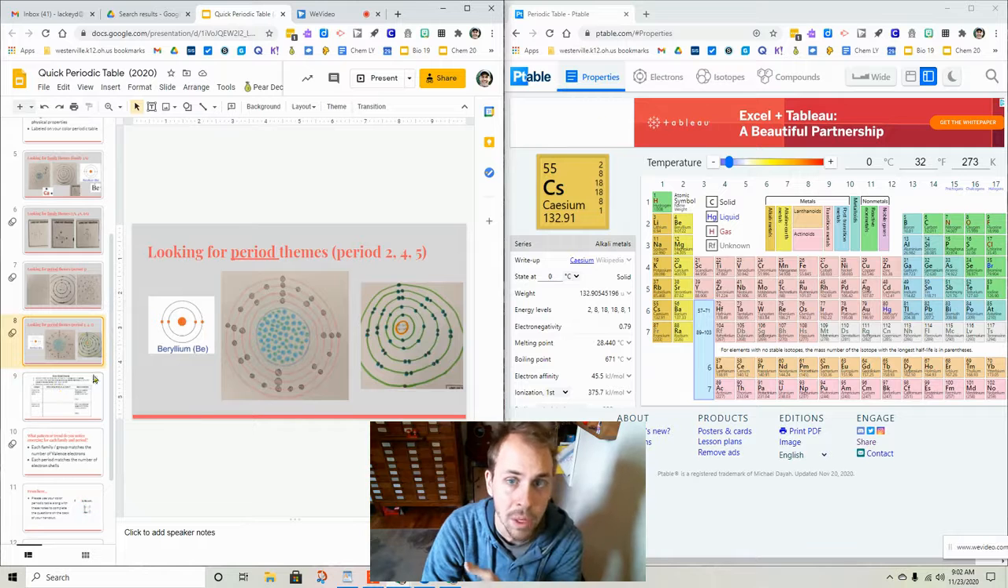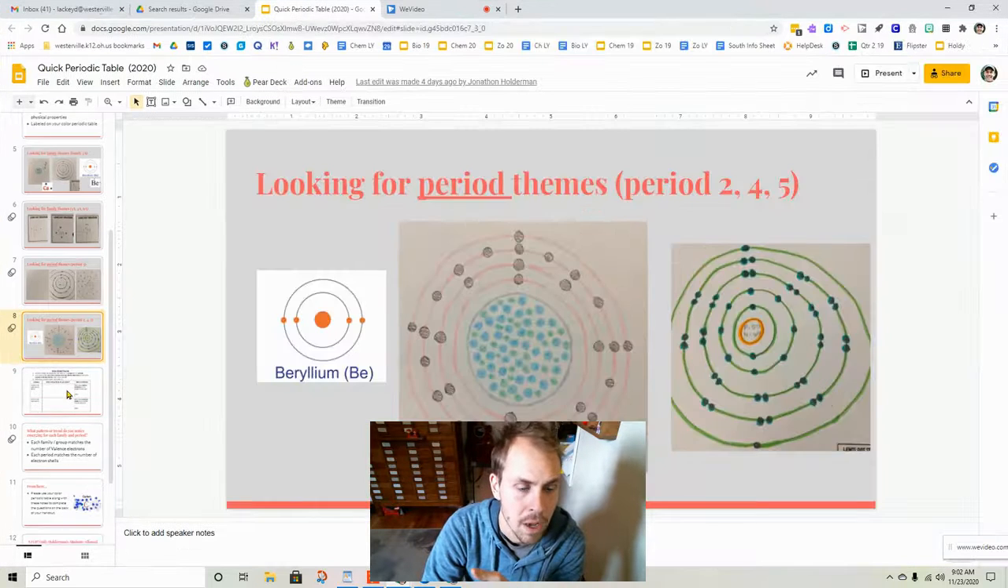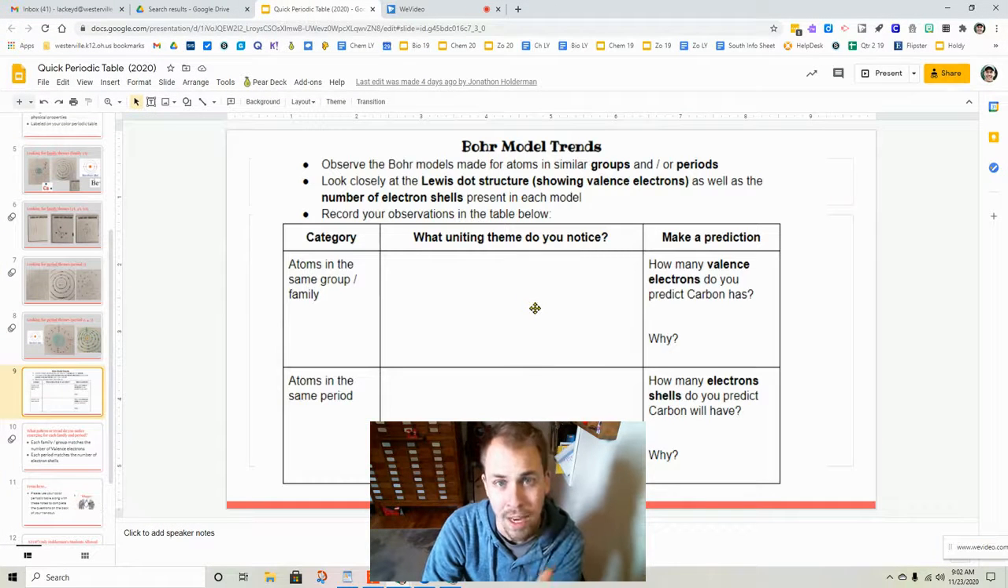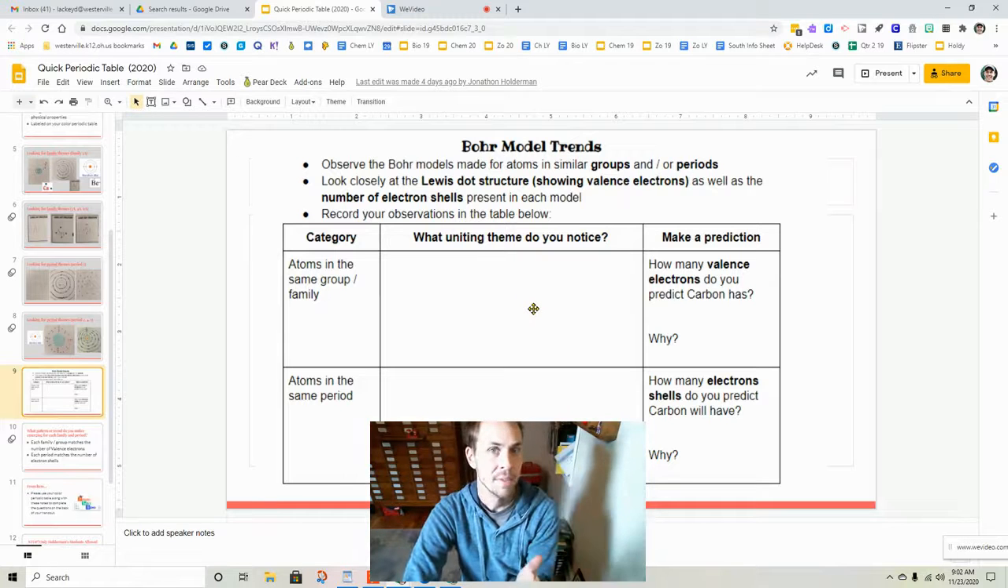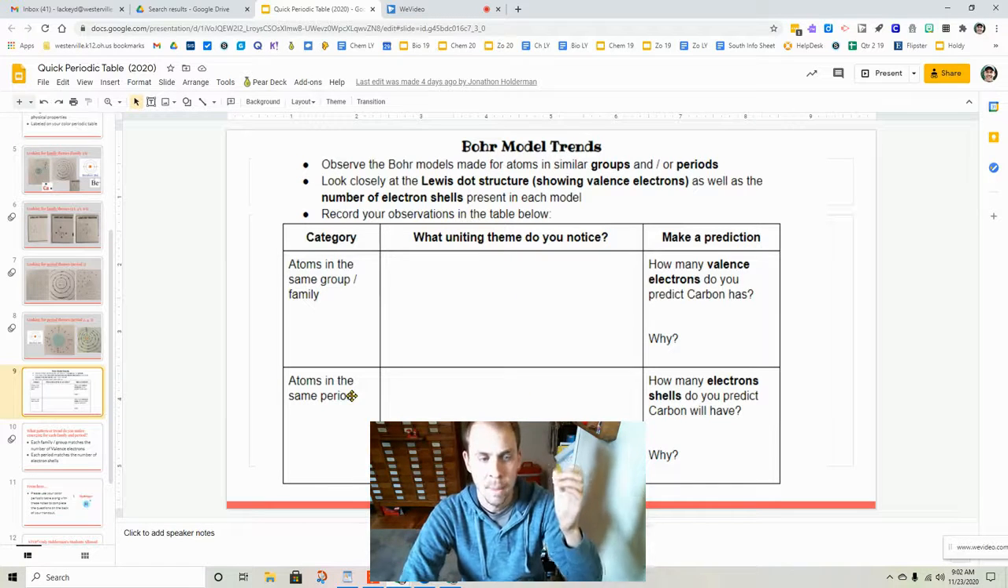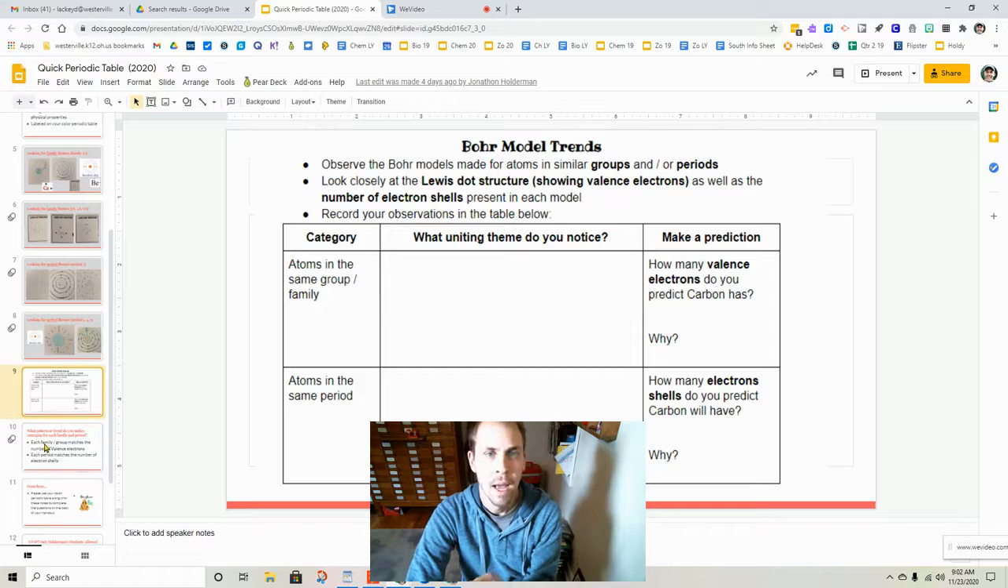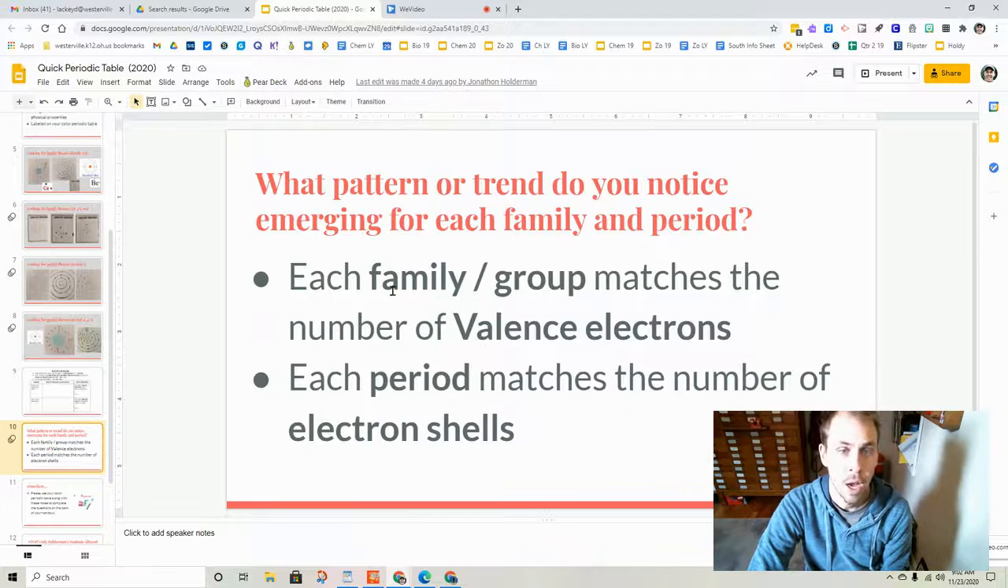Okay, so if you've been following along on that digital handout, you might be able to write on your own what themes you've noticed. Atoms all in the same family should have something in common. Atoms all in the same period should have something in common. Let's go ahead real quick and fill this in. There's some notes right below this section on the handout. So what pattern or trend do you notice?